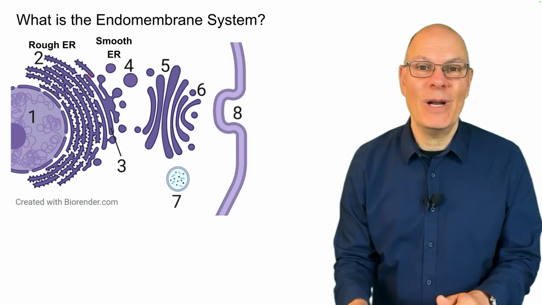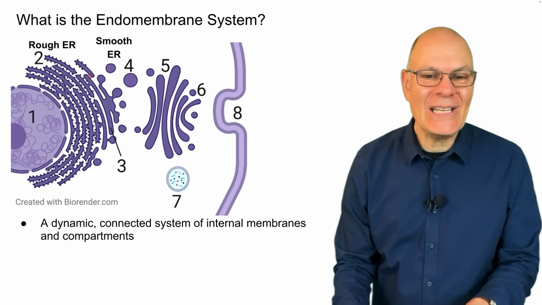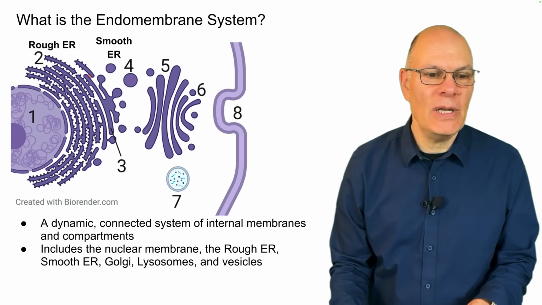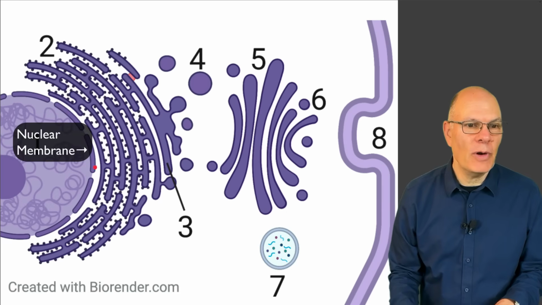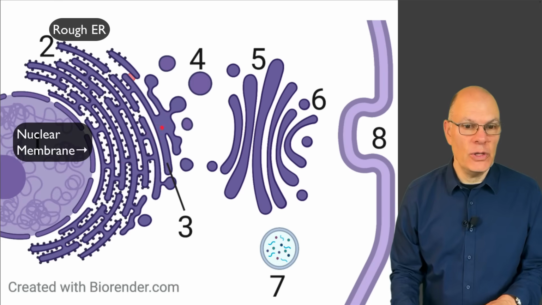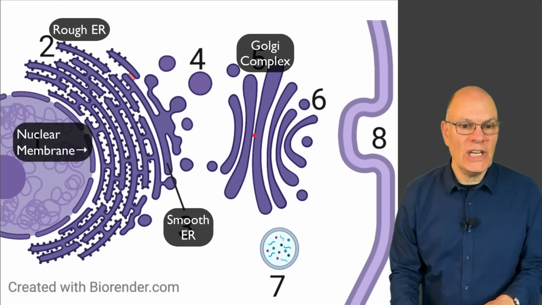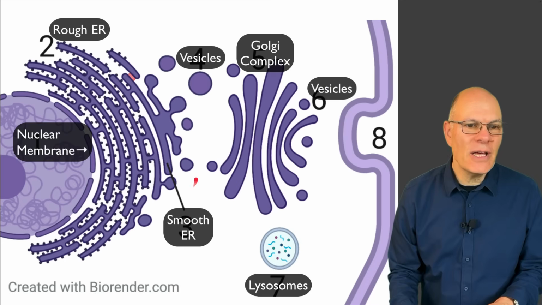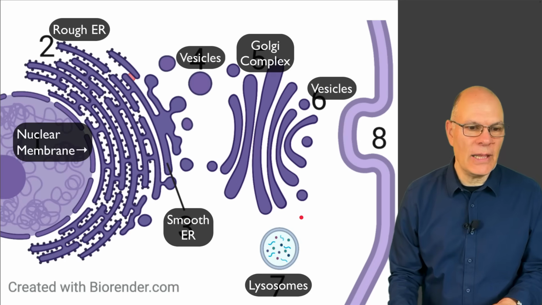What is the endomembrane system? It's a dynamic connected system of internal membranes and compartments. It includes the nuclear membrane, the rough ER, the smooth ER, the Golgi, lysosomes, and all the little vesicles that interconnect them.